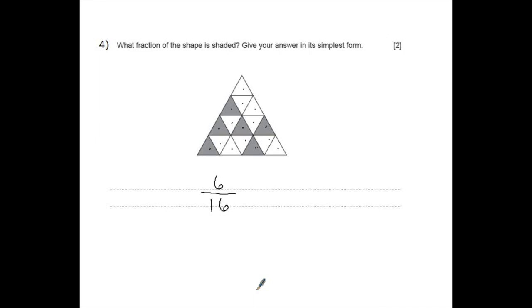We now need to look to simplify, as it asks us to give it in its simplest form. So a number that fits into 6 and 16. Well, these are both even, so we could just divide by 2. How many 2's go into 6? 3. And how many 2's go into 16? 8. If we have a look at this fraction now, 3 is an odd number, the only numbers that fit into 3 are 1 and 3. So we cannot simplify that any further, as 3 doesn't fit into 8.